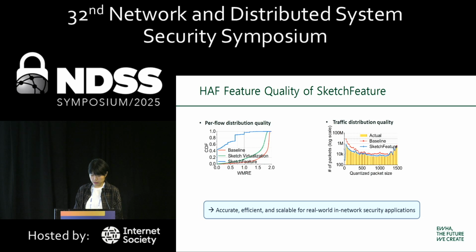The right figure compares the traffic distribution quality of baseline and SketchFeature against the actual distribution, represented in yellow. Since the y-axis is on a logarithmic scale, the baseline demonstrates error exceeding a factor of 10 in the worst case. In contrast, SketchFeature closely aligns with the actual distribution, exhibiting significantly improved accuracy. So by combining sketch virtualization and the membership test, SketchFeature achieves high accuracy, efficiency, and scalability, making it applicable to a wide range of security applications.